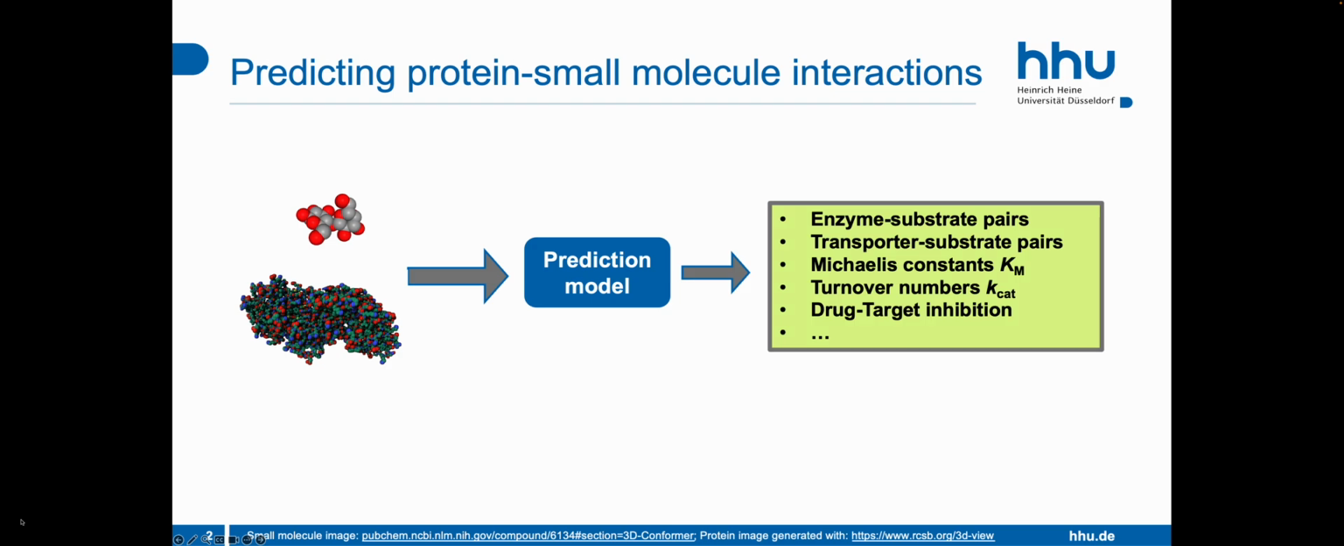For example, predicting potential substrates of enzymes or transport proteins, predicting the Michaelis constants Km of enzyme substrate pairs, which describes the binding affinity between an enzyme and a substrate, the turnover number Kcat of an enzyme catalyzed reaction, describing the maximum catalytic speed of an enzyme, or the inhibition of a target protein by a small molecule drug. The reason why this is interesting is that when developing drugs, a common scenario is searching for a small molecule drug that inhibits the function of a target protein.